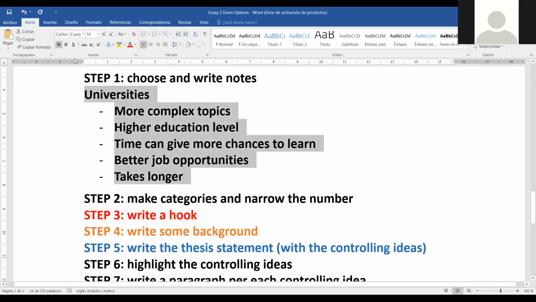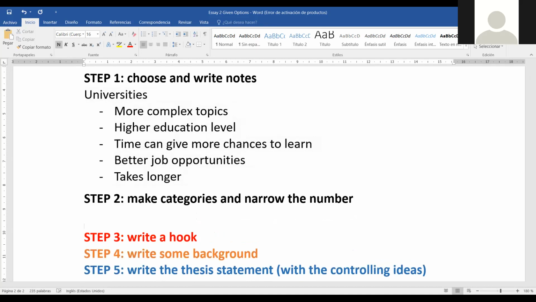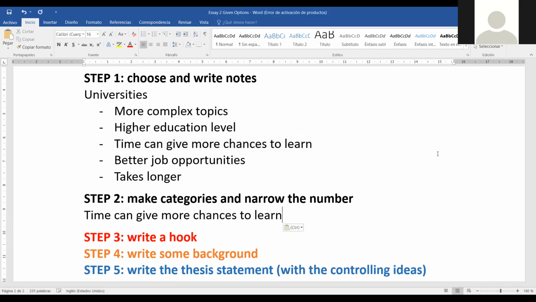So once you have your decision and you have your notes about some reasons, the next step is to narrow your topics. Let me see my example. In my example, I chose three. Time of studies. Yeah, I think we agreed on that. Time of studies. Let me see what I wrote there. Yeah, time can give you more chances to learn. That's one of my categories.